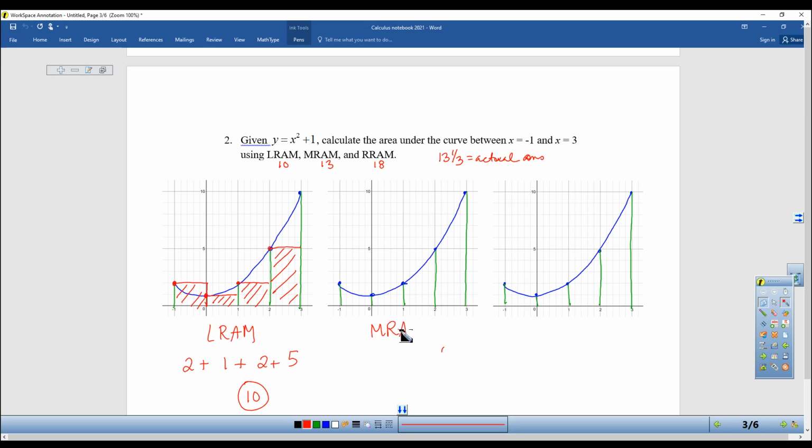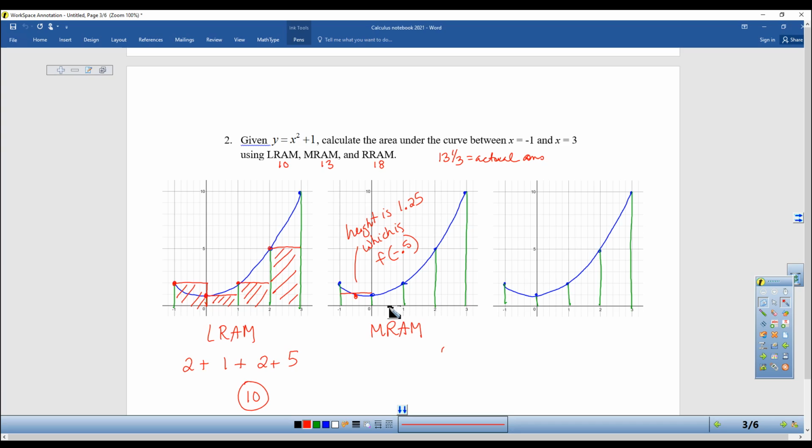MRAM. MRAM means I go to the center and I have to do a lot more work. I need to know how high that rectangle is. And since I'm basing it off of 0.5, I need to do 0.5 squared, which is 0.25, plus 1. So the height is 1.25, which is f of negative 0.5. So I'm at negative 0.5. I squared it, and I added 1.